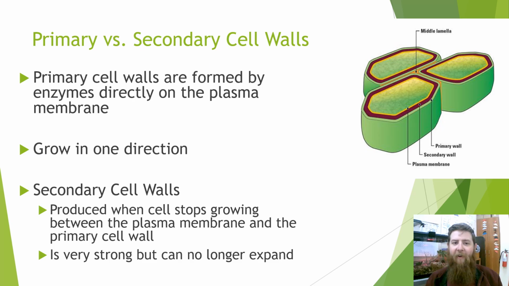There's primary and secondary. Primary cell walls are formed by enzymes that are directly on the plasma membrane, and they grow in one direction out. Secondary walls form when the cell stops growing, between the plasma membrane and the primary cell wall. It is very strong, but once it forms, it cannot expand anymore. So the secondary wall will form when the plant is an adult plant.